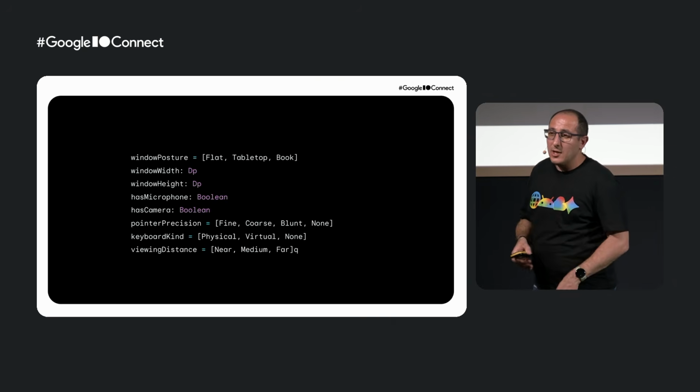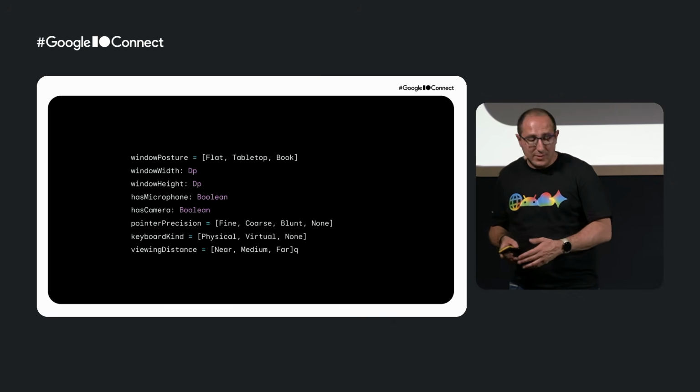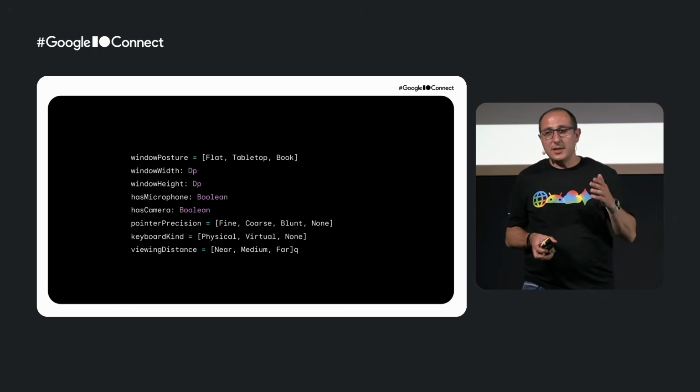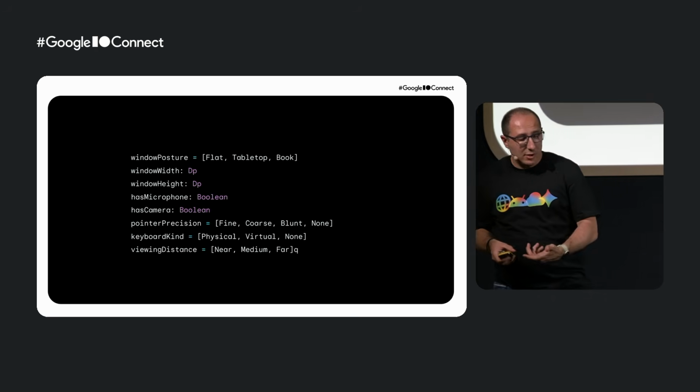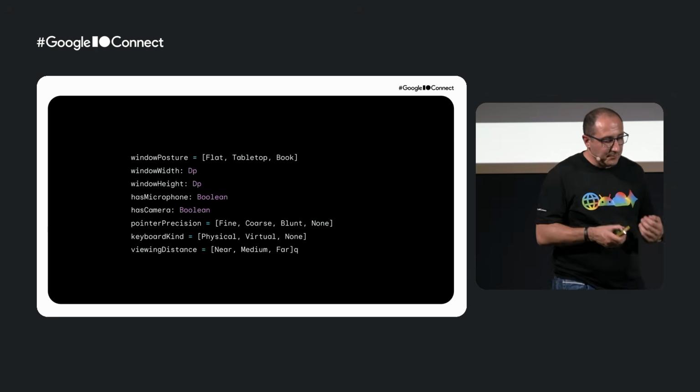Then we have the keyboard kind, which works exactly in the same way. Whenever you only have a virtual keyboard available, the virtual value is going to be returned. And whenever you connect a keyboard, you will get the physical keyboard kind. Last but not least, the viewing distance, because not everything is always held at close quarter. You might have something which is further away, like a car dashboard, or something which is even further away, which is a TV, for instance.